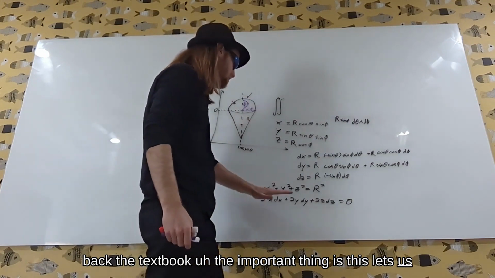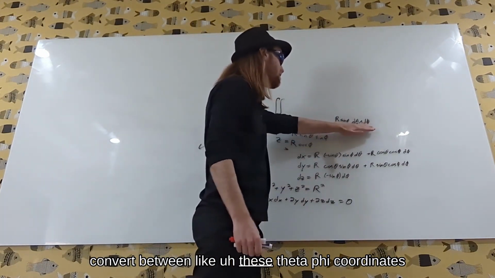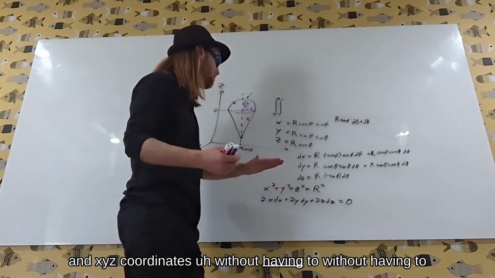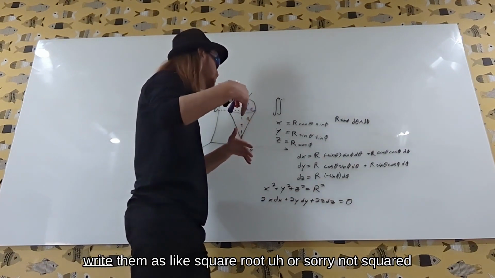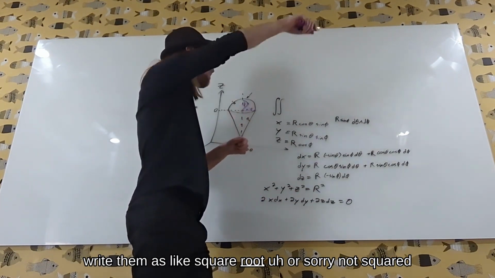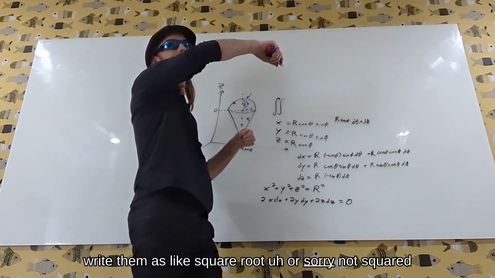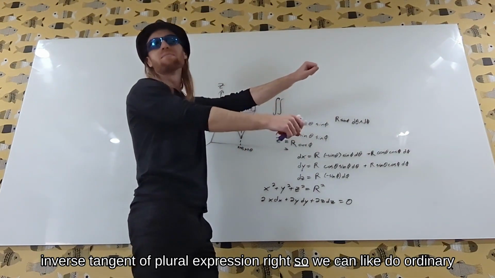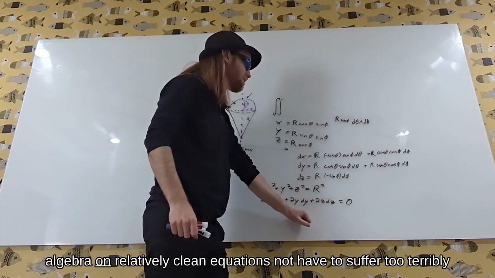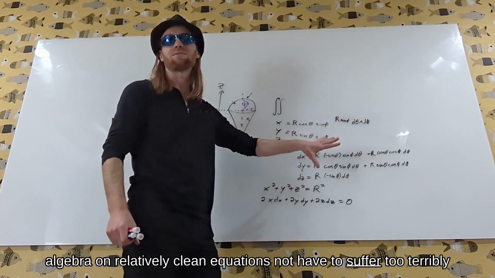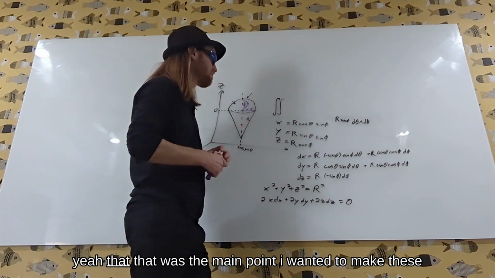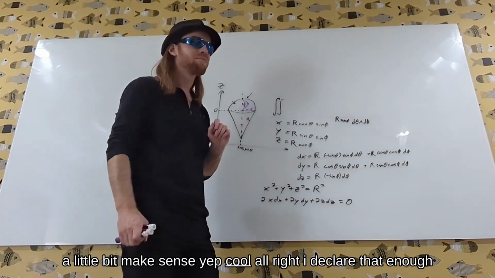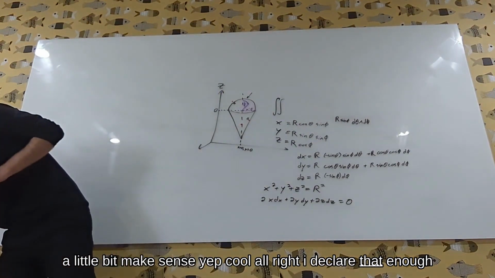The important thing is this lets us convert between these theta phi coordinates and xyz coordinates without having to write them as, sorry, inverse tangent of horrible expression, right? So we can do ordinary algebra on relatively clean equations, not have to suffer too terribly. Okay, that was the main point I wanted to make with these. Make sense? Yep. Cool. All right. I declare that enough wedge products.